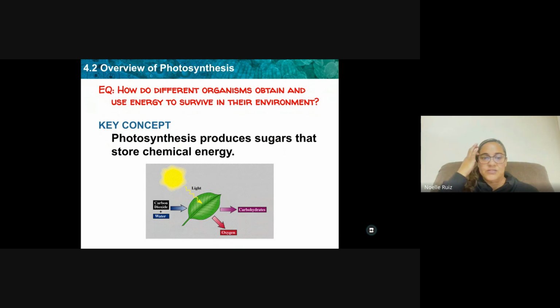Photosynthesis produces sugars that store chemical energy. And this is a process that you have hopefully heard before, going all the way back to elementary school. It's a process that is done by plants, takes energy from the sun, turns it into sugar.